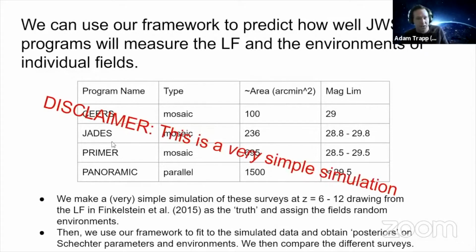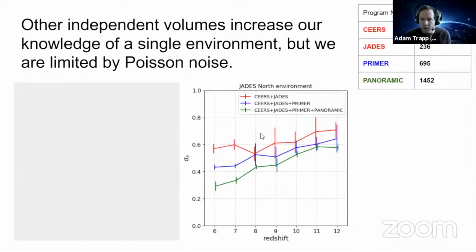And I want to highlight the fact that this is a very simple simulation, and the goal here is to get an idea how well these various surveys will combine and complement each other to measure the UV luminosity function and the large-scale environments. And so on this plot, I'm showing basically, if you want to get the environment of a single volume, getting other volumes helps you in your knowledge of that first volume. So that can be shown here.